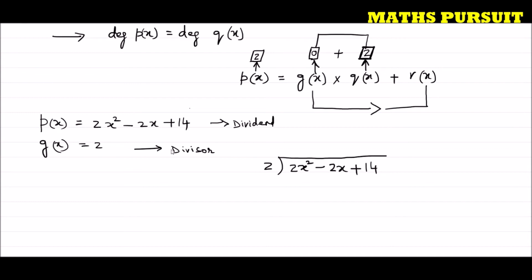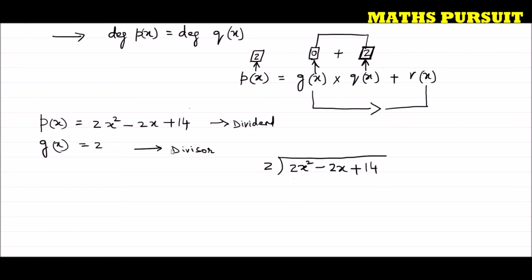Now guys, here we could see that this has a degree of 2, and here we have the divisor 2. Now what should we multiply with this divisor 2 so that we can get 2x^2, or the degree 2? The answer is very simple and very straightforward.